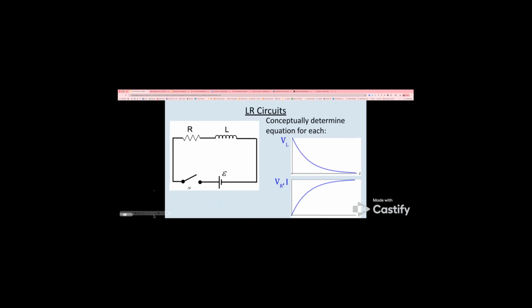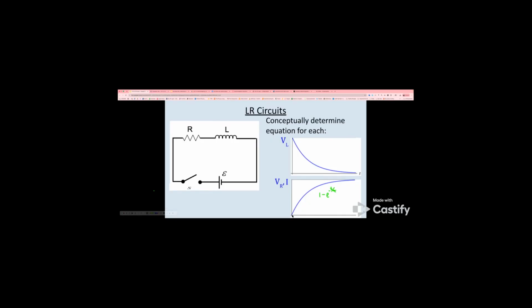We know what they look like, and we know that our exponential approach is 1 minus e to the negative t. And I'm going to put this here because we talked about it last time we talked about circuits. Negative t over tau is going to be the same in an LR circuit. And we're going to talk about what tau is for an LR circuit, but we're just going to leave it as tau for now. So let's start with current.